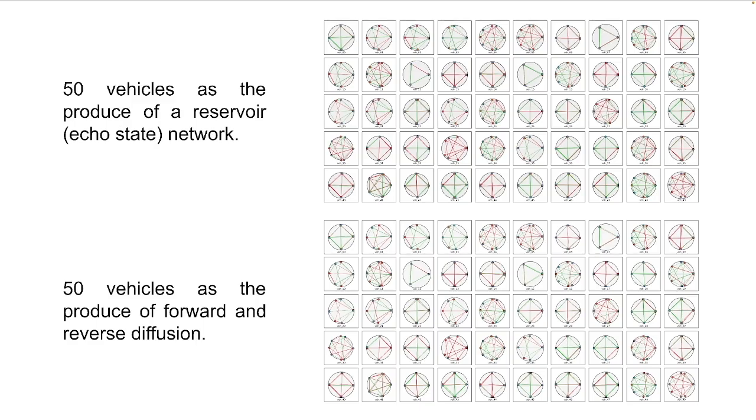We can also do this with forward and reverse diffusion, and this on the bottom is the same sort of output of 50 vehicles, but we do this with the method of forward and reverse diffusion. So not a lot of difference between them. In fact, they almost look exactly the same. There isn't a huge amount of difference between these two methods, at least for this data set.